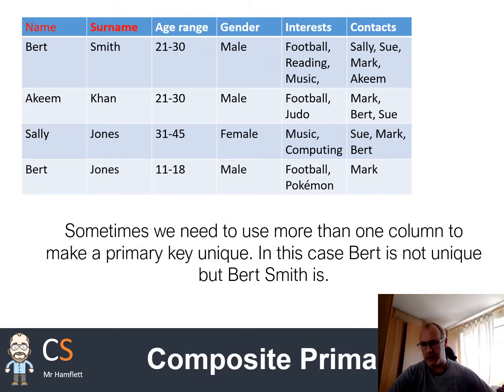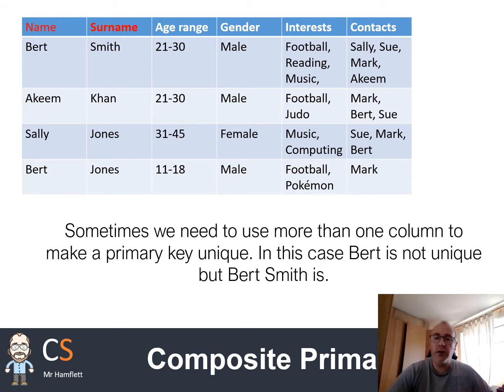Now, sometimes we might have a situation where we use two columns, two attributes, to make up the primary key, and we call that a composite primary key. Okay, composite basically means it's combined together, it's made up of two keys. Now, composite primary keys are possible.